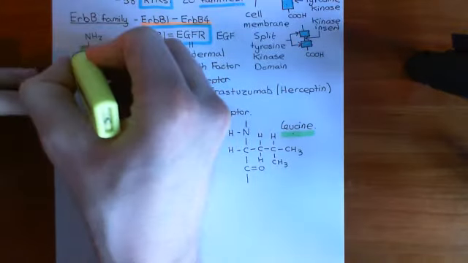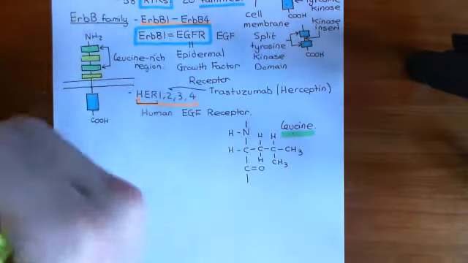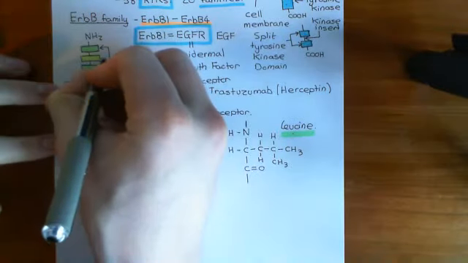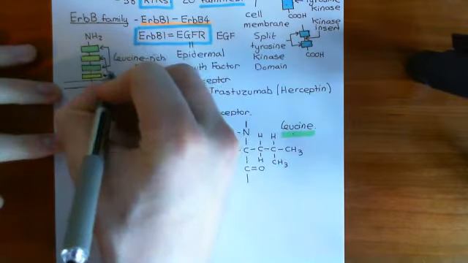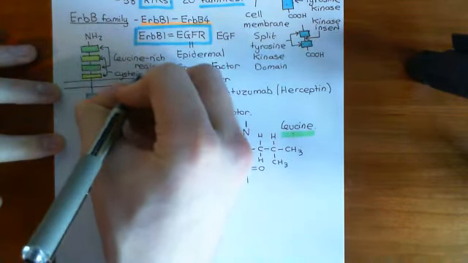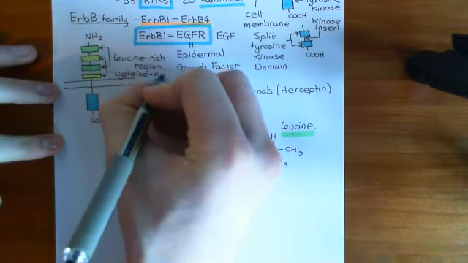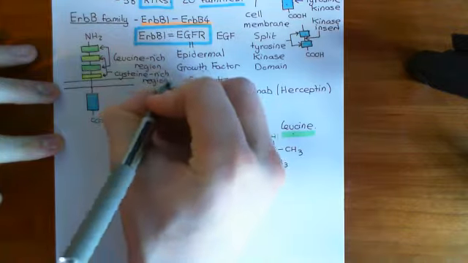Then, these other 2 domains that are in between, which I'm now colouring in yellow, are going to be, again, rich in a certain amino acid, but the amino acid that they're going to be rich in is going to be different. So these are going to be rich in cysteine amino acids. So these 2 yellow domains are cysteine-rich regions.